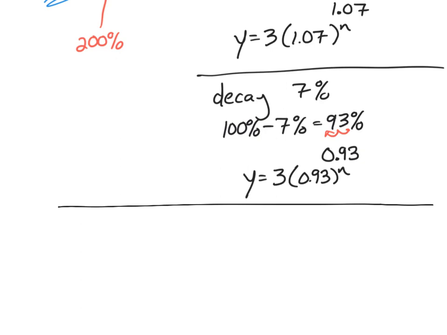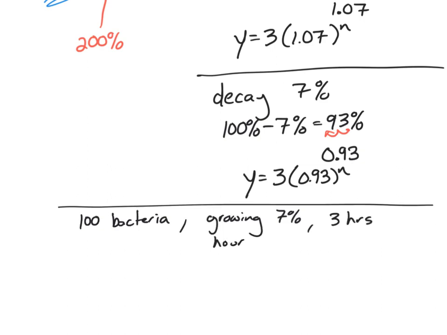So let's talk about bacteria. In a different video, we talked about bacteria. Again, we're going to start with 100 bacteria, and it's growing at a rate of 7%. So we just found the multiplier for 7%. And it's growing at 7% per hour. It's important to know what our time interval is. And I want to know after 3 hours.